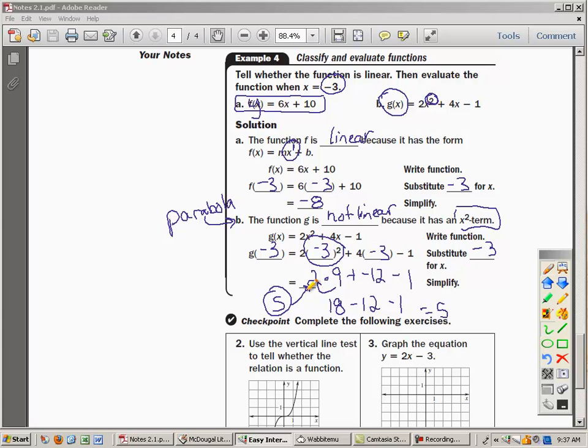All right, so that's g of negative 3. What we're really saying here, again, is the y value at x equals negative 3 is 5. And that's what g of negative 3 equals 5 means.